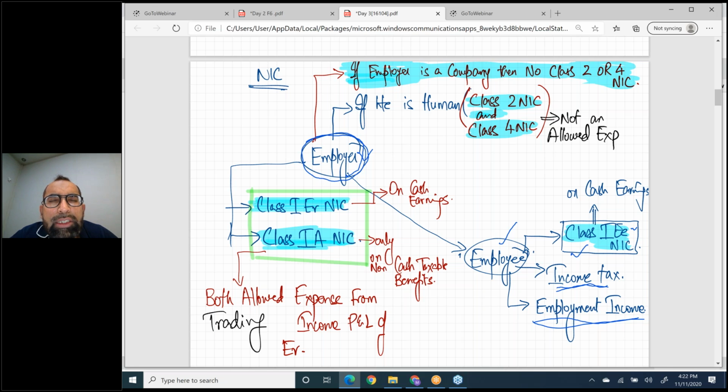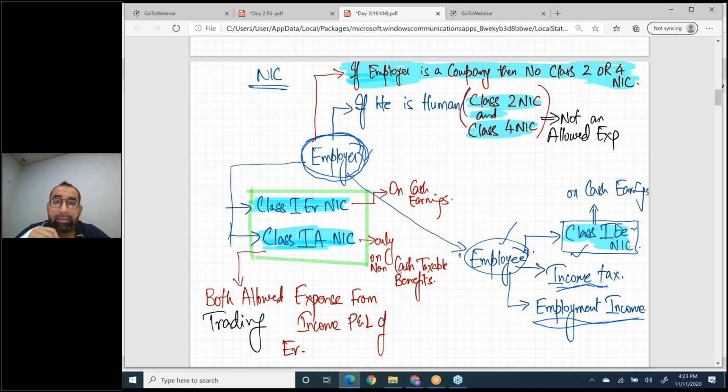This is a flat rate for class 1A NIC. 13.8%. You just apply 13.8% on the non-cash taxable benefit, and you get class 1A NIC.